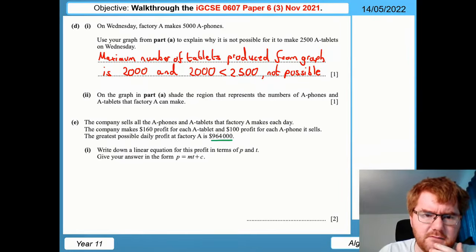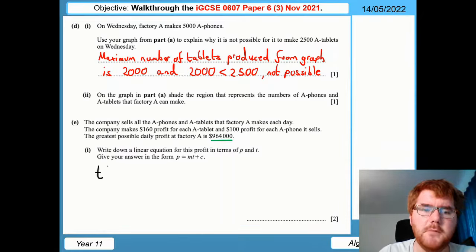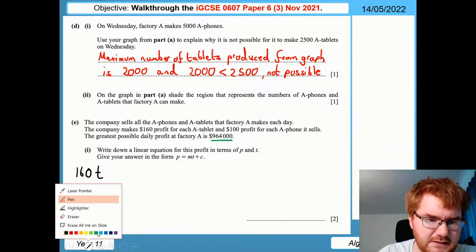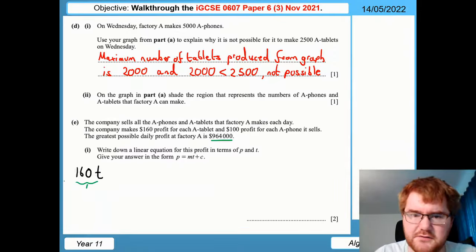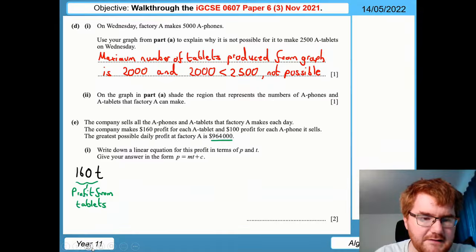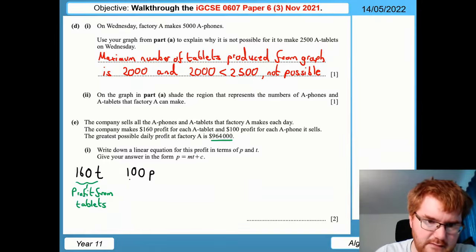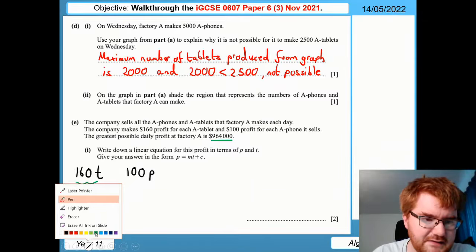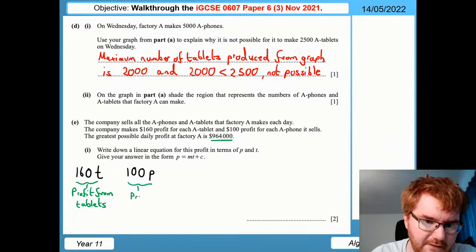So the letter that represents the amount of tablets we produce is T. If we multiply that by 160, that represents the total amount of profit from the tablets, T for tablets. And if we write down 100p, this expression, 100 times the amount of phones I sell, that's going to represent, and let's put this in green, the profit from the phones.